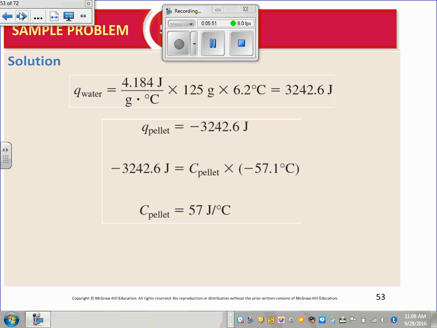Now, from this you can calculate the specific heat of the pellet. Remember, this is the heat capacity. How much did the pellet weigh? 100 grams. Remember, specific heat is joules per gram per degree C. So if we divide that by 100 grams, we get the specific heat is 0.57 joules per gram per degree C.